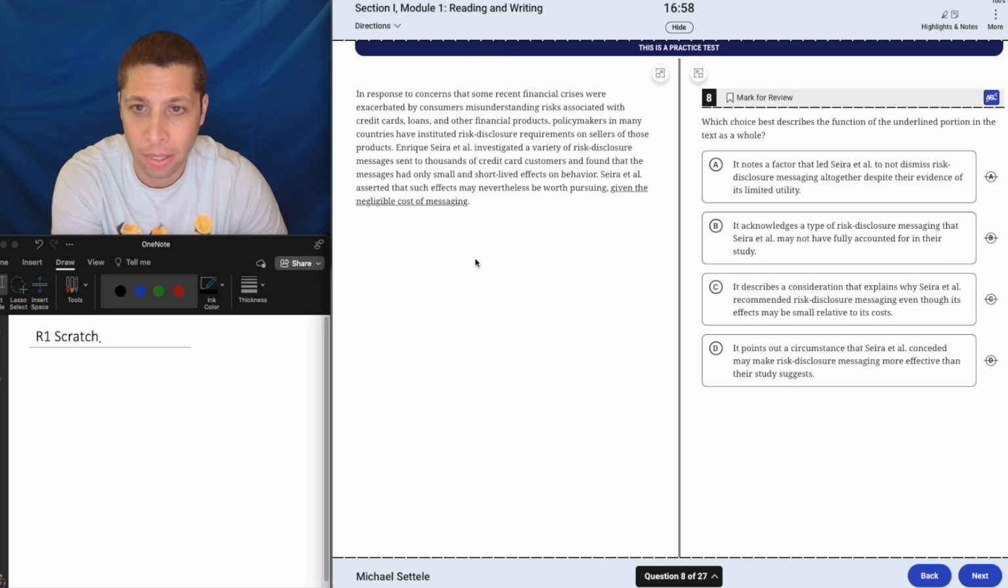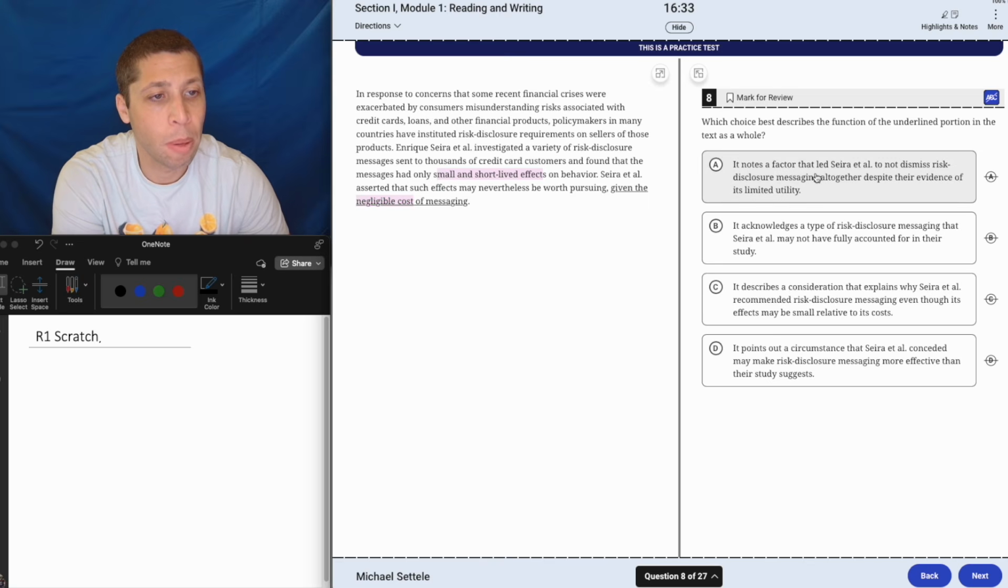Okay, so there's a policy. Solving a problem. This person investigated a variety of risk disclosure messages sent to thousands of credit card customers and found that the messages had only small and short-lived effects. Small effects on behavior. They asserted that such effects may nevertheless be worth pursuing given the negligible cost of messaging. Saying that there's a low cost. Negligible means low, right? It barely registers.